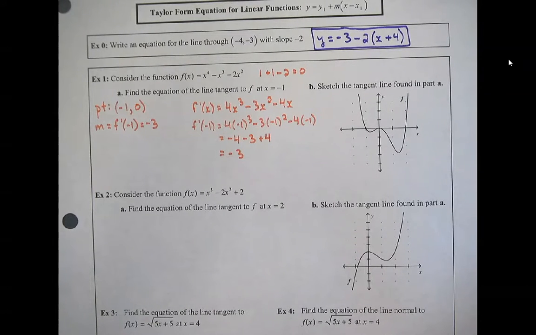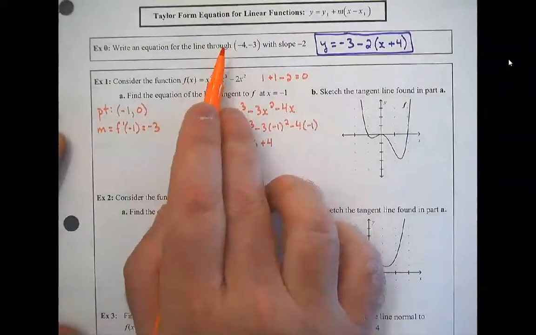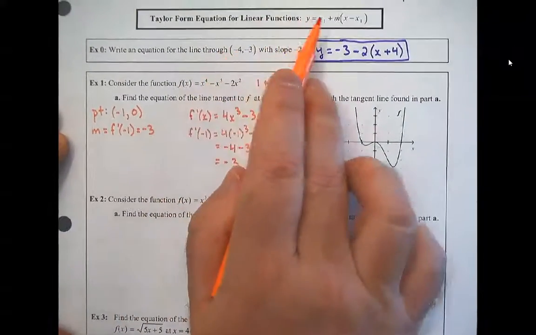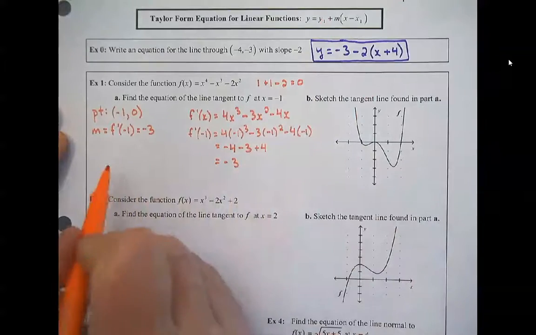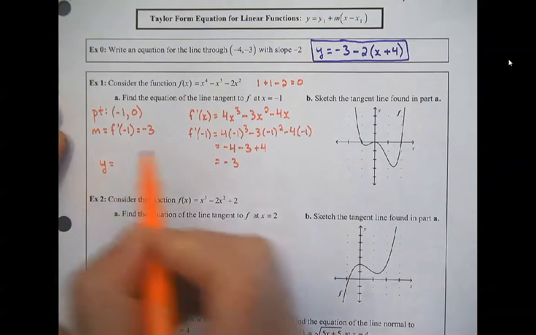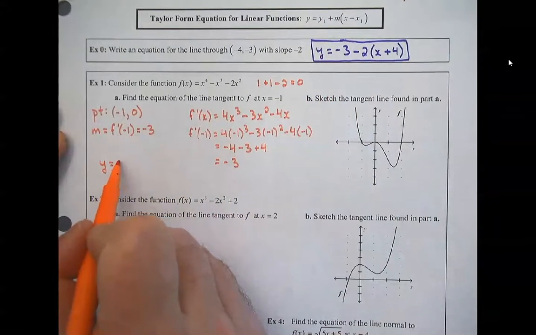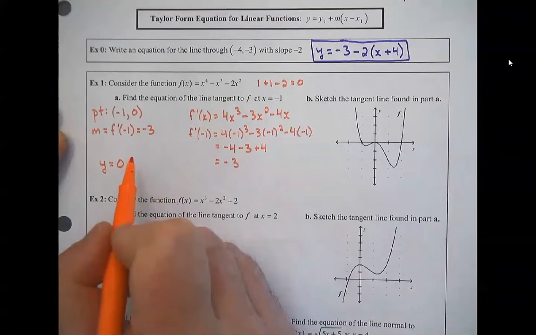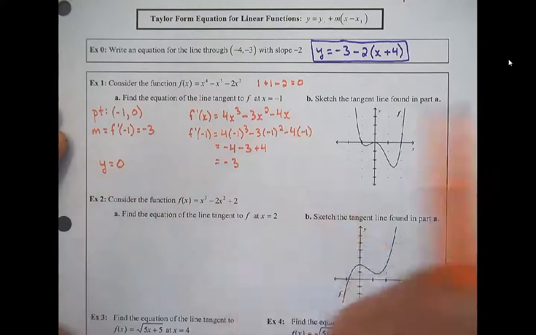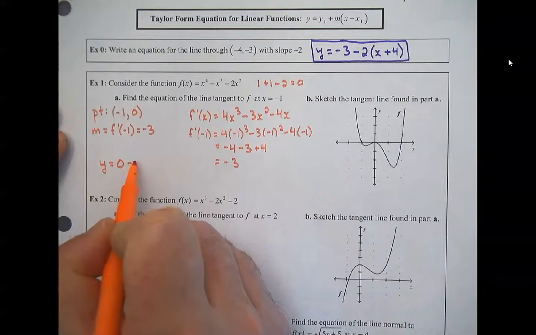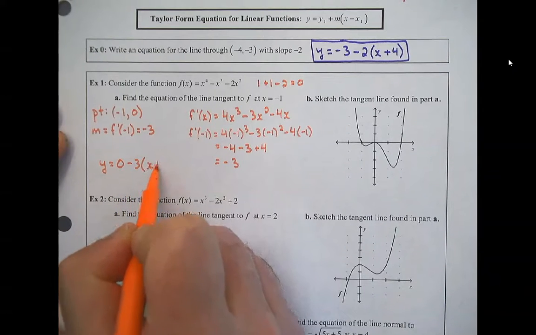Now I have a point. Now I have the slope. We're going to do exactly what we did in example 0. We're going to apply this information to point-slope form. So that would be y equals. You don't have to write the 0 here. We tend to do that in calc just to help us find out when we're plugging into a point, but you don't have to if you don't want to. Minus 3 times x plus 1.